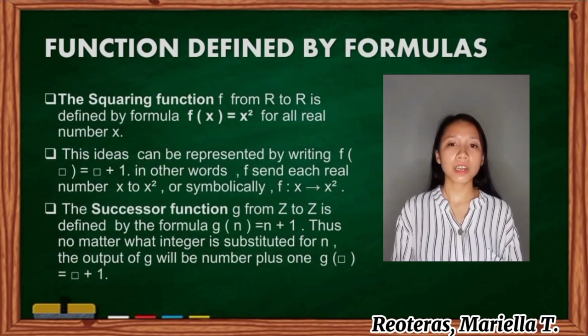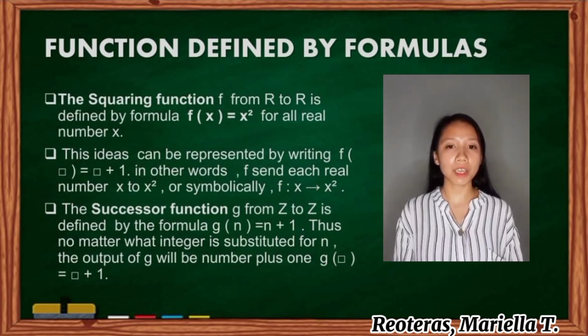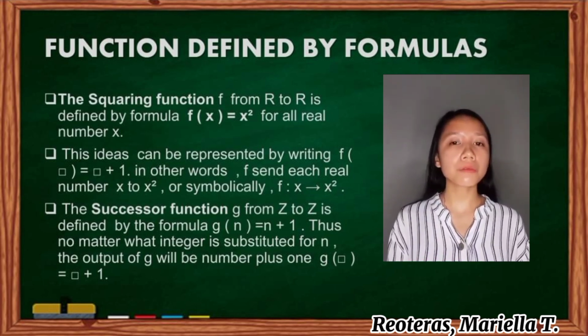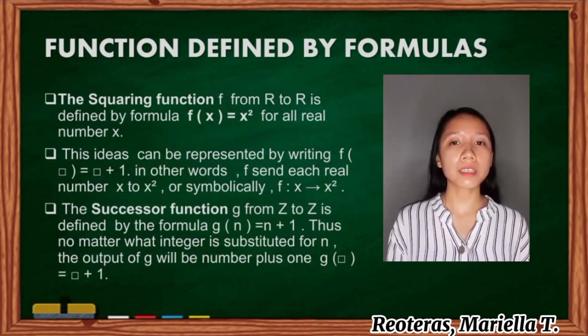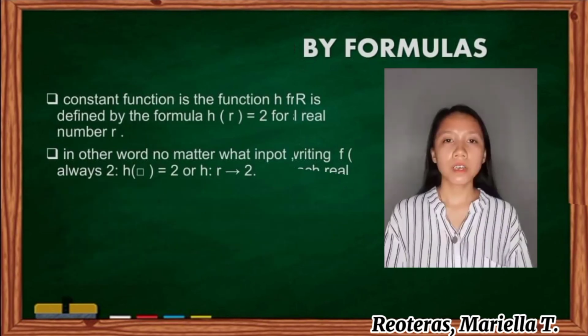The successor function g from Z to Z, where the symbol Z is the set of the integers, is defined by the formula g of n equals n plus 1. N is the set of the natural numbers. Thus, no matter what integer is substituted for n, the output of g will be the number plus 1. g of blank equals blank plus 1.